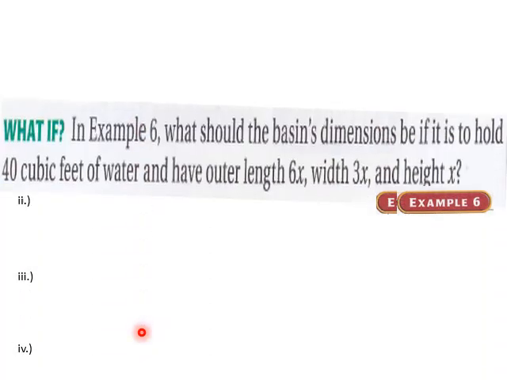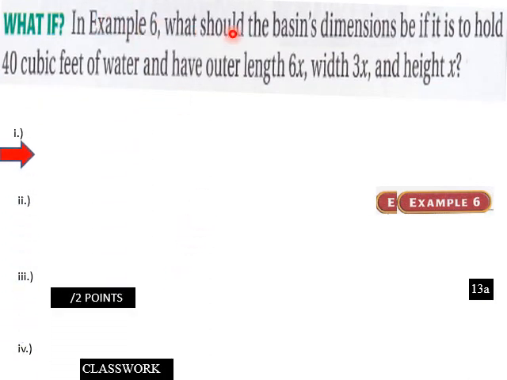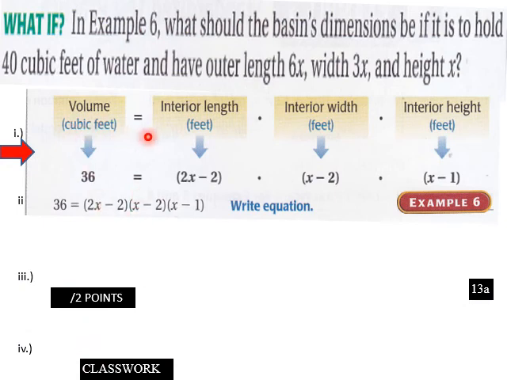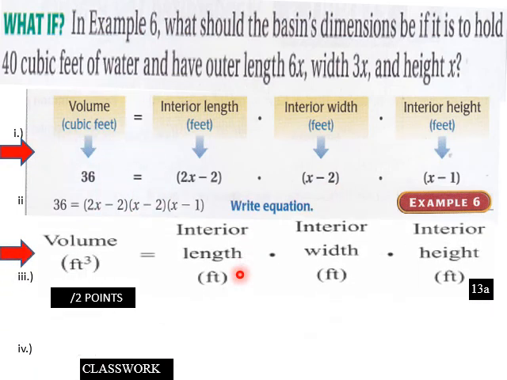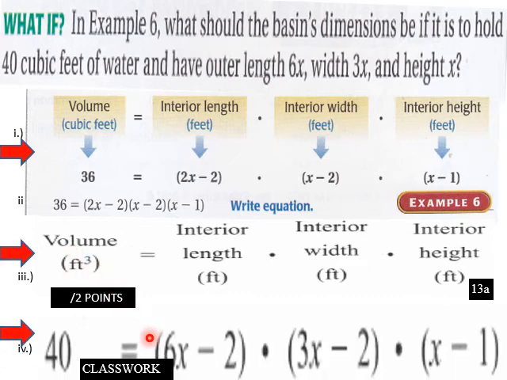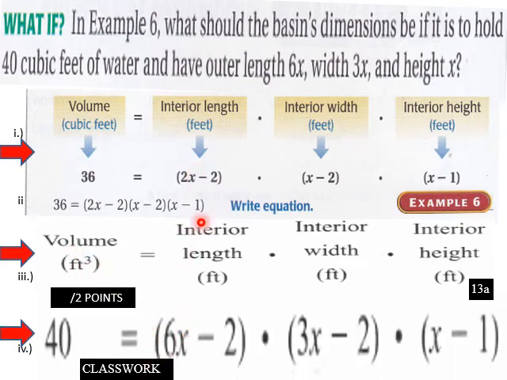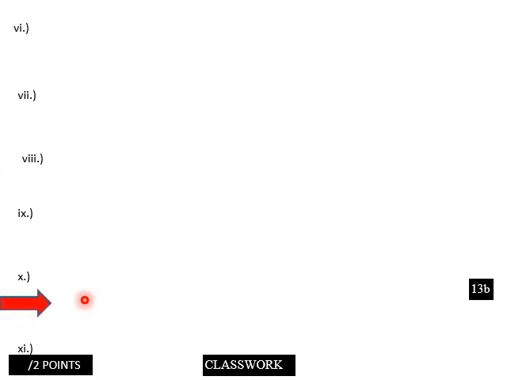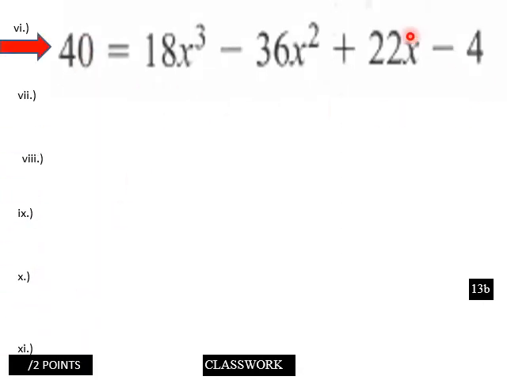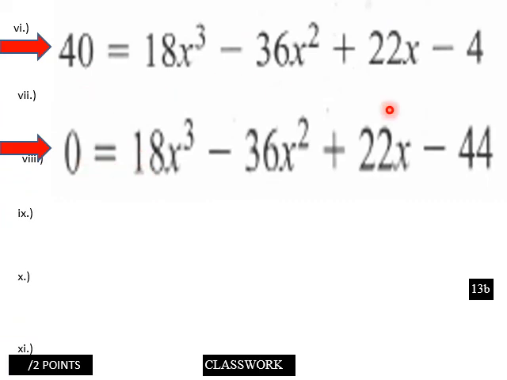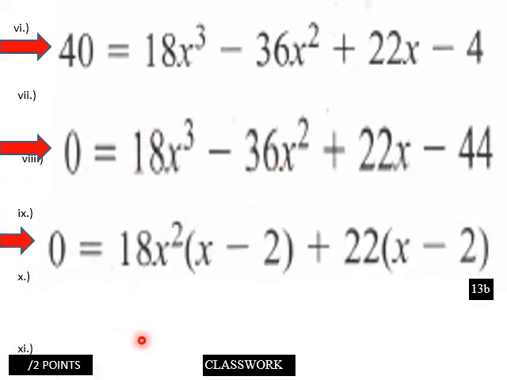Pay attention. So for example 6, we change our dimensions here. We have a different model. This was the old model here, and then this is our new model here for 40. So we're going to go from here to here because we have a change here, 6x and 3x instead of 2x and x. And then x minus 1, we keep this the same. So this is our new model here for new dimensions. Then when we multiply out, we get this situation here, 40 equals that. We move our 40 over to the other side, we get this situation here.